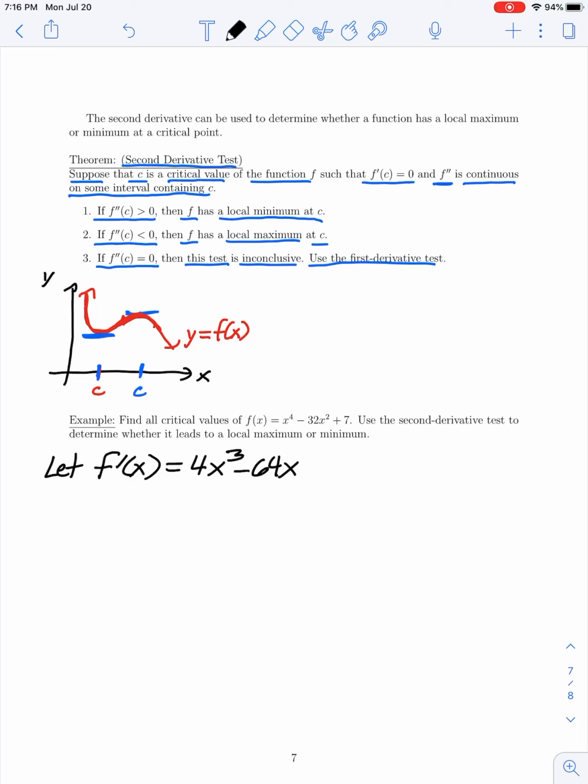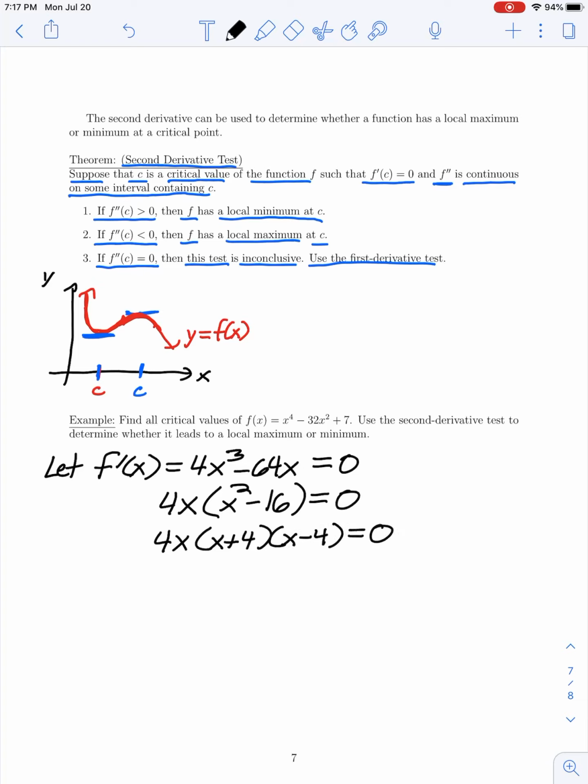And this function is defined everywhere, so the only critical values we could have would be values which make this derivative 0. So to solve for x, we could factor out a 4x from each term, and we would be left with x squared minus 16 is equal to 0. And then that quadratic can be factored as x plus 4 times x minus 4. So we have three options for x here. Either x is equal to 0, x is equal to negative 4, or x is equal to positive 4. So these were the critical values.